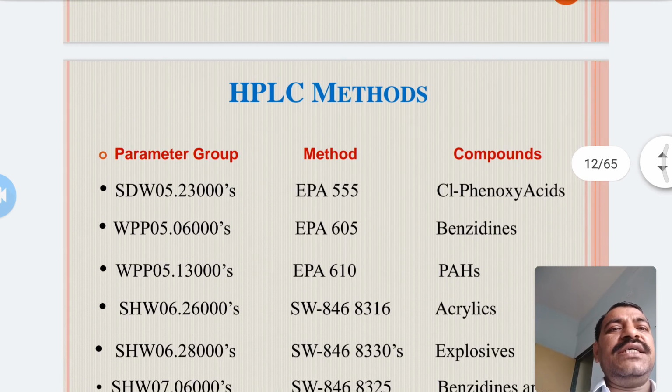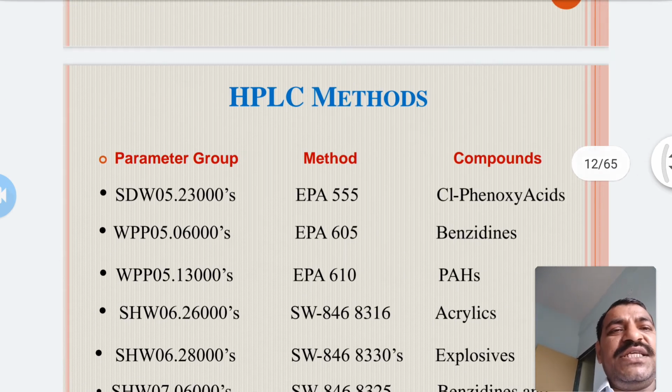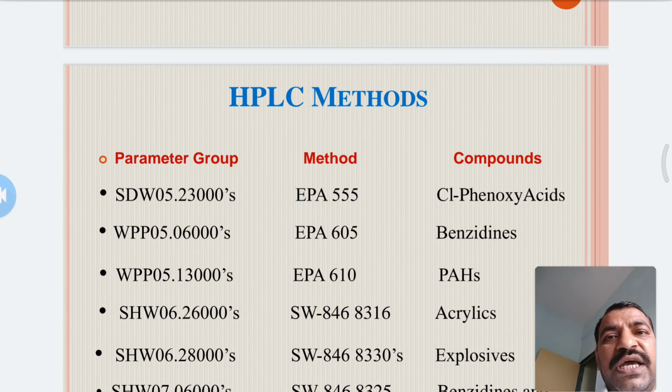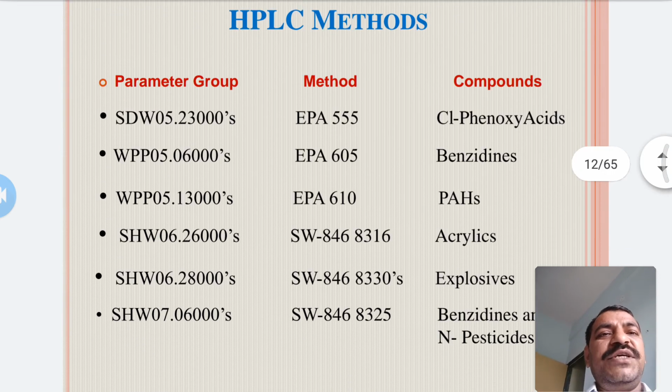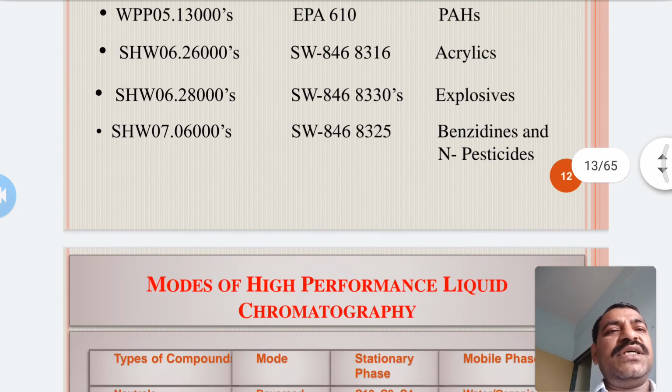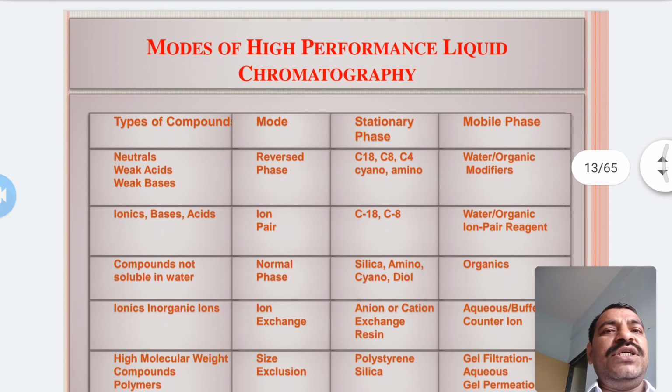Next are the HPLC methods. Specific methods are used for specific compounds. For example, EPA 555 is used especially for chlorophenoxy acids. So specific methods are used for the separation of specific components.